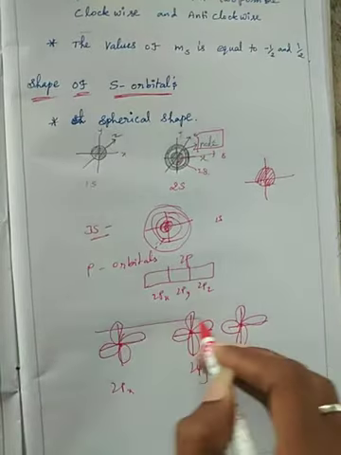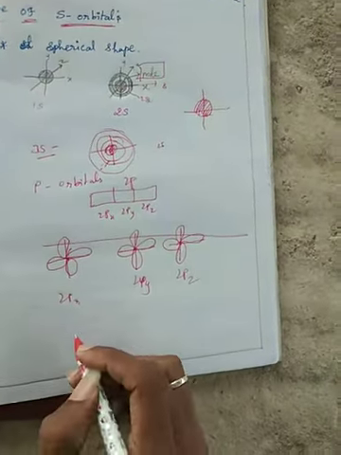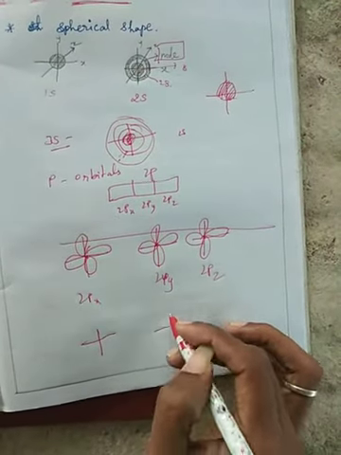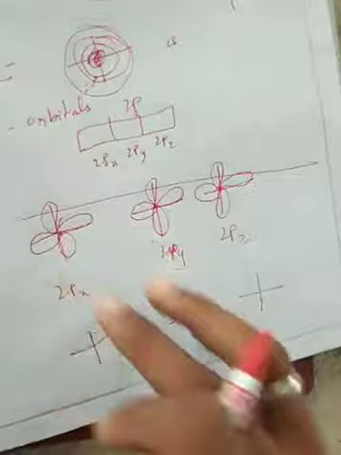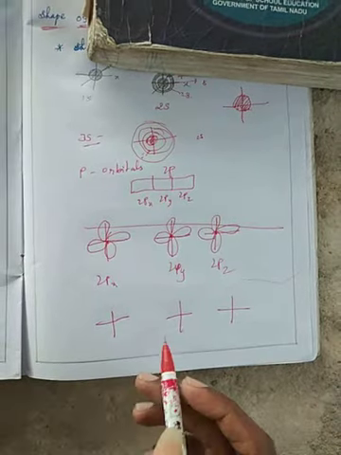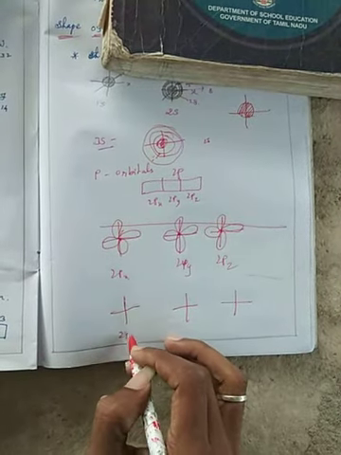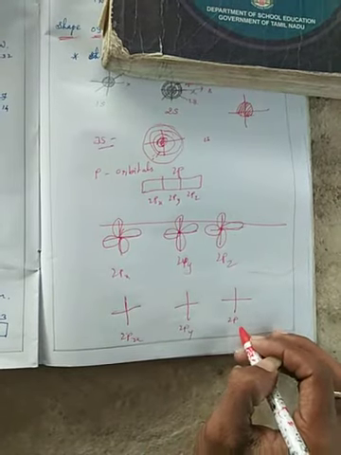Sorry students, this was wrong. The 2px will be worked out first, then 2py will be considered, and then 2pz. This is the 2px orbital, 2py orbital, 2pz orbital.